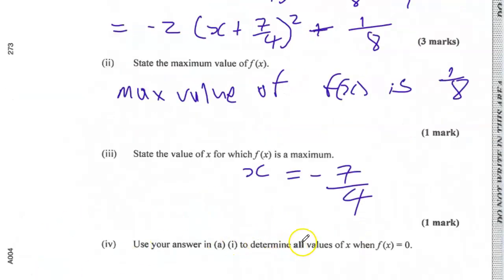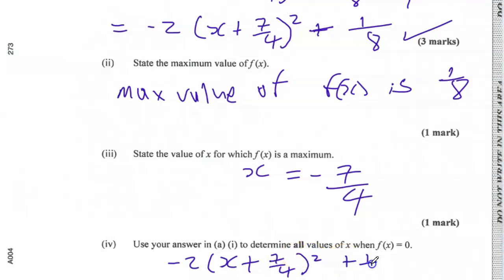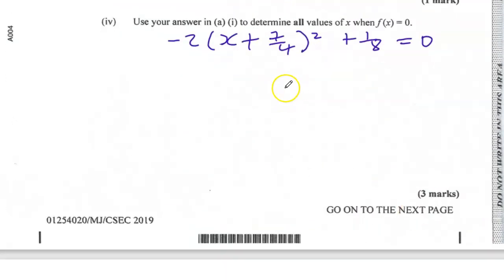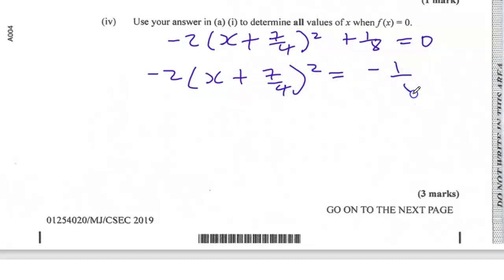Use your answer in A1 to determine all values of x when f of x is equal to 0. So if f of x is equal to 0, we equate this form, which is the same as f of x rewritten, to 0. So we have minus 2 times x plus 7/4 squared plus 1 over 8, equal to 0. And we're going to try and solve this. So we can minus 1/8 from both sides, so we end up with minus 2 times x plus 7 over 4 squared equal to minus 1/8.